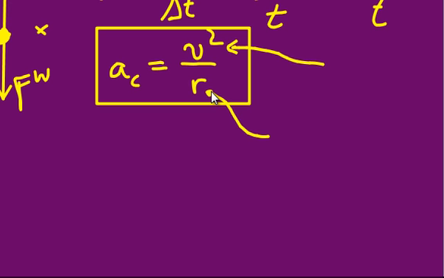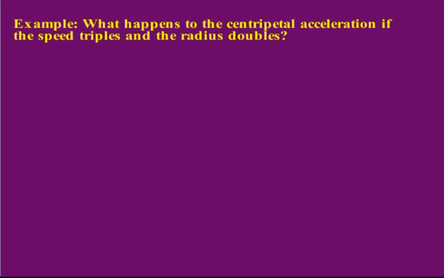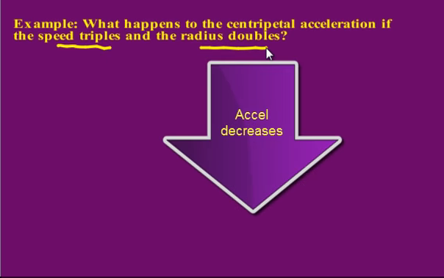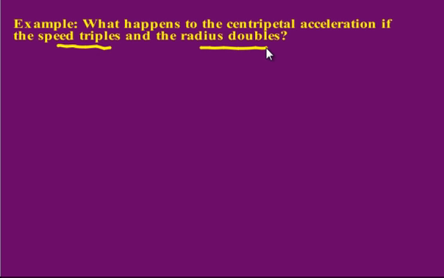So when you look at this example, you can see that the speed triples, so that's going to be increasing acceleration, working one way, but the radius doubling is going to make it less. So overall, how's it going to work out? Is it going to be more or less than the original? All right, so let's try it. Let me show you how we're going to do it. We're not going to use the numbers. We're going to do what's called proportional reasoning. So I'm going to write some things out, and we'll come back.